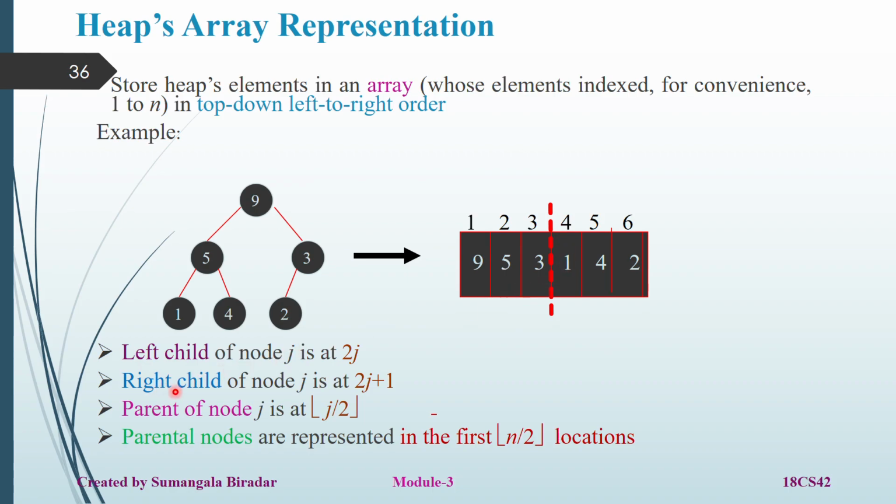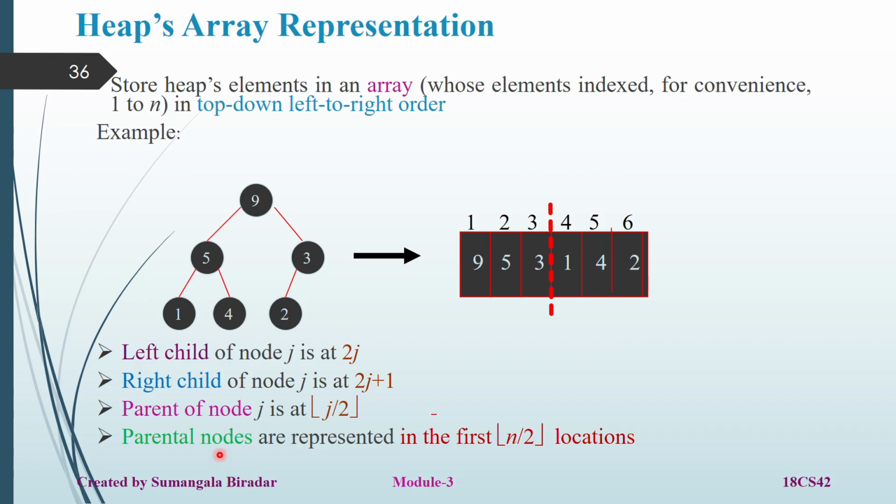Next is the right child of node j, which is at 2j plus 1 here. For this one, the right child is 4 here. Let's see. For this 5, index j is 2. 2 into 2 is 4. 4 plus 1 is 5. So in the fifth position, what value do you have? That is 4. And 4 is the right child.